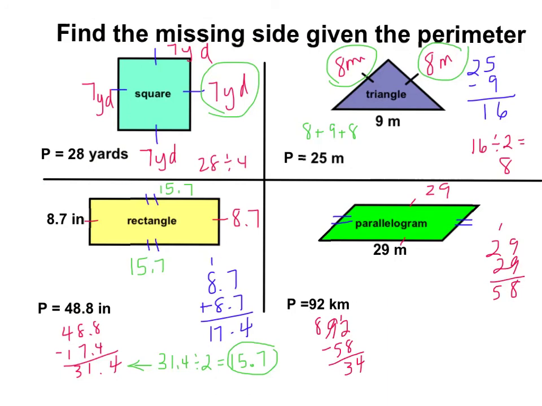And again, this 34 right here is this side and this side added together, which means I have to divide that by 2 to get one of the sides, and it's going to be 17 meters. So 29 plus 17 plus 29 plus 17 will give me 92 kilometers. And again, that's how you find the missing side given the perimeter. So you're kind of working backwards.